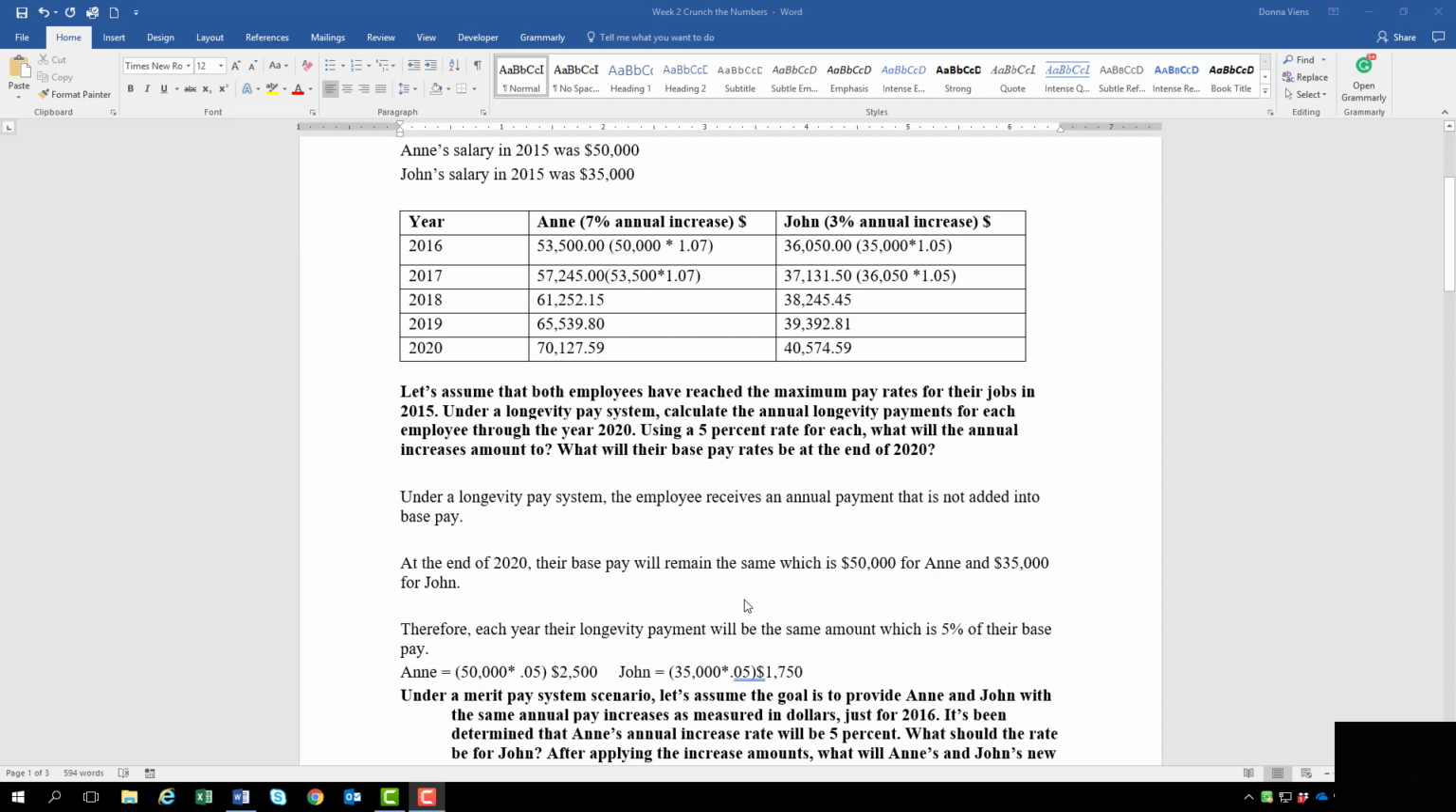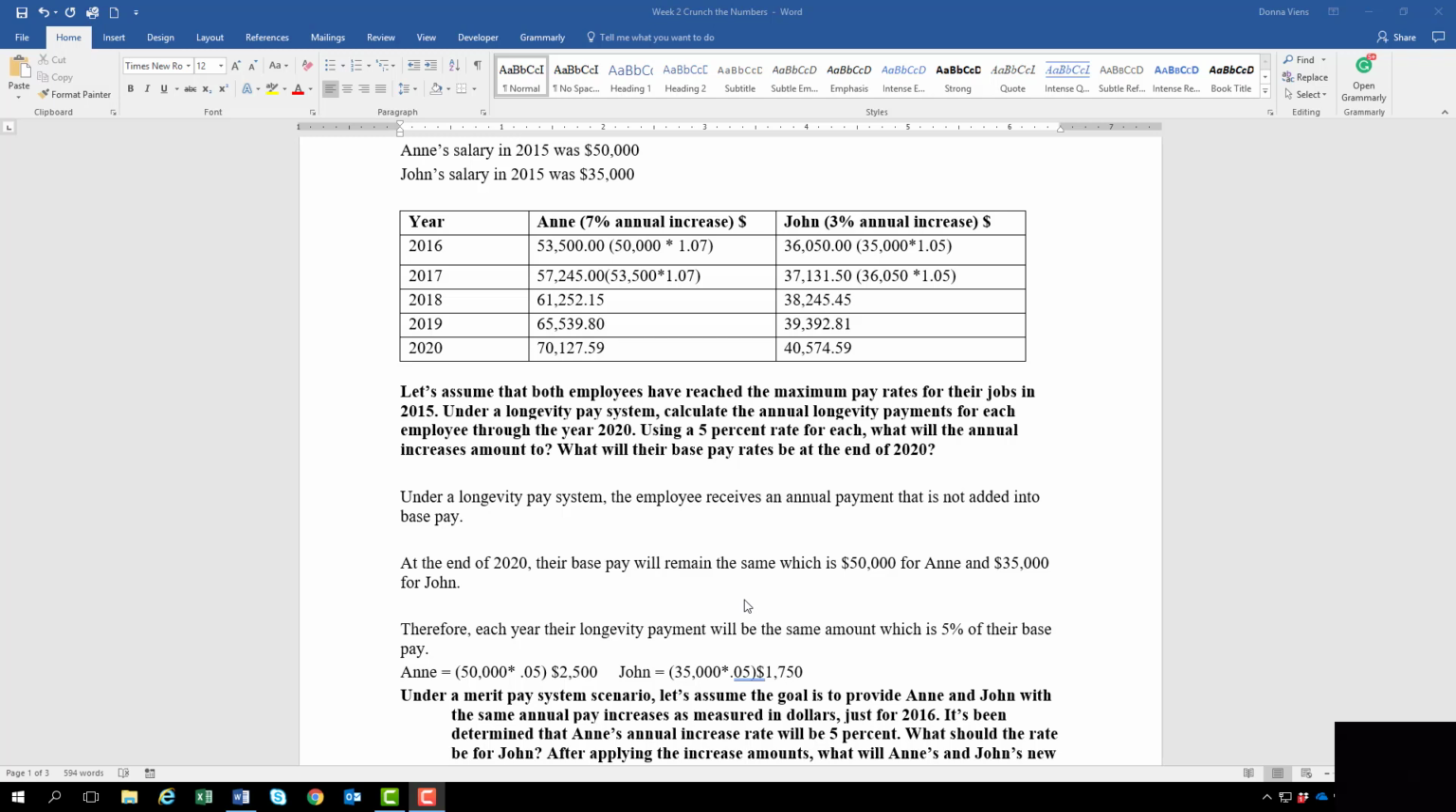Your next question says, let's assume that both employees have reached the maximum pay rate for their jobs in 2015. Take a look at what maximum pay rate means. There are jobs where you're not going to get paid $100,000 to be a secretary. It's just not going to happen 99.9% of the time. I'm sure there are $100,000 secretaries out there, but in this case, we're saying their jobs are maxing out on them.